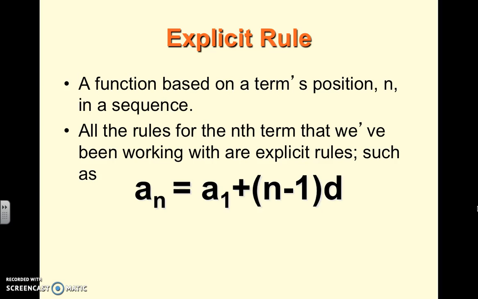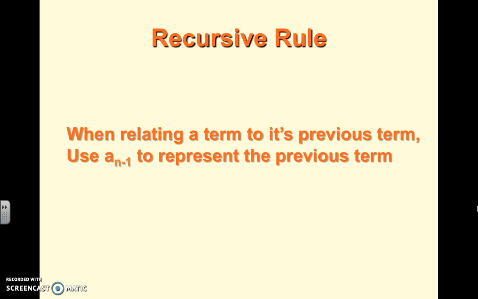here's your arithmetic explicit rule, so any term a sub n is equal to the first term, a sub 1, plus n minus 1 times the common difference. Or your geometric sequence, which has an explicit rule of a sub n, any term, equals a sub 1, the first term, times the common ratio with a power of n minus 1. Hopefully you feel comfortable with those by now.